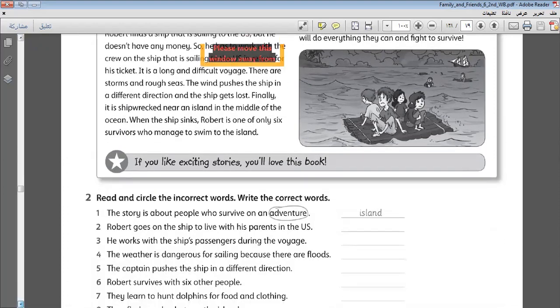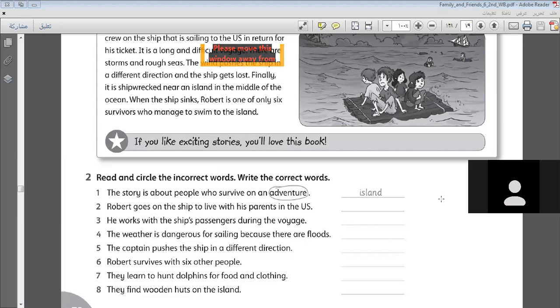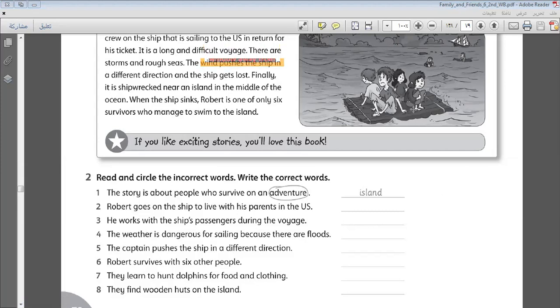Okay, now let's move to number 8. They find wooden huts on the island. Baraa, can you hear me? Yes, teacher. They found wooden huts on the island.